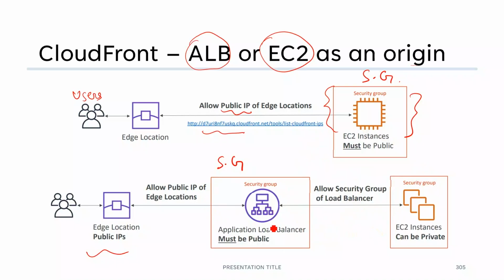First, you need to allow your application load balancer security group to allow the public IP of your edge locations, and you need to create an inbound rule in your EC2 instances' security group to allow the security group of your load balancer.